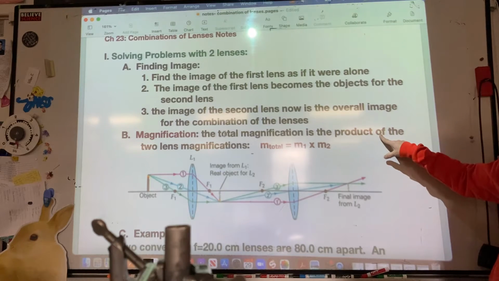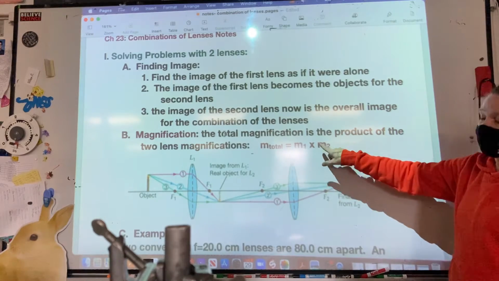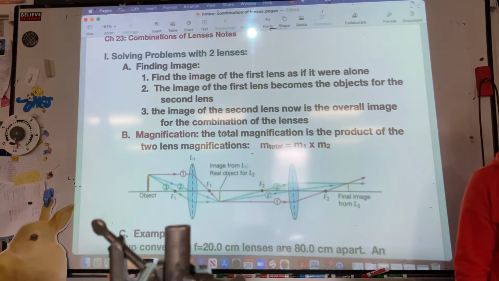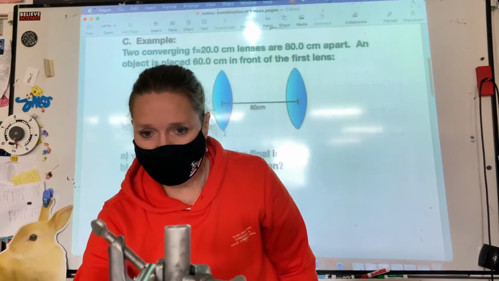The total magnification is the two magnifications multiplied by each other. That's it. They're multiplied. Okay, let's do a problem.